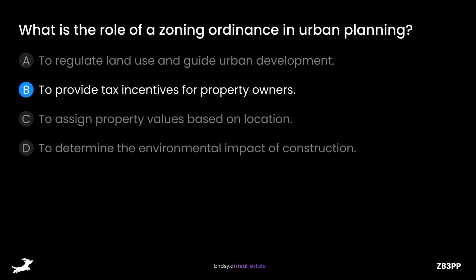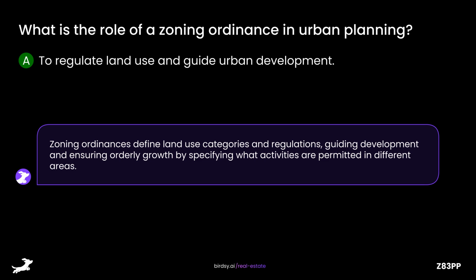B, to provide tax incentives for property owners? C, to assign property values based on location? Or D, to determine the environmental impact of construction? The answer is A, to regulate land use and guide urban development. Zoning ordinances define land use categories and regulations, guiding development and ensuring orderly growth by specifying what activities are permitted in different areas.